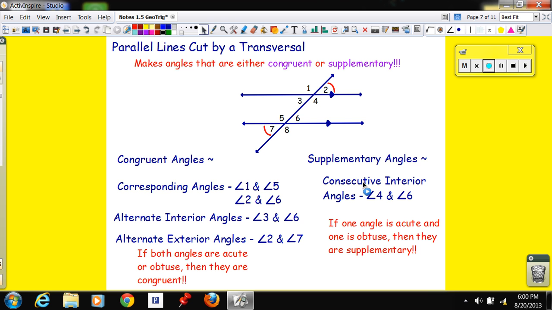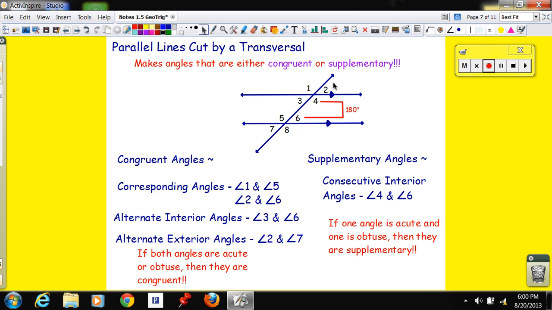Your only pair of supplementary angles would be the angles that are called consecutive interior, that add up to 180 degrees. These two, it's an obtuse angle mixed with an acute angle. If you mix the two together, they can't be congruent because one's obtuse, more than 90, and one's acute, less than 90, so they're not going to equal each other. They have to add up to 180. I could say that even about 2 and 8. 2 is acute, 8 is obtuse. They're going to add up to 180.